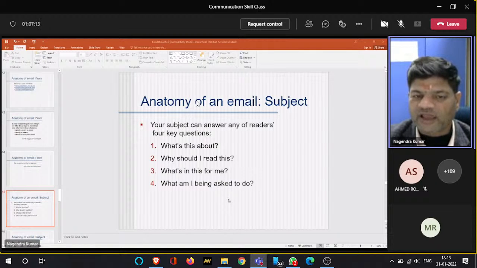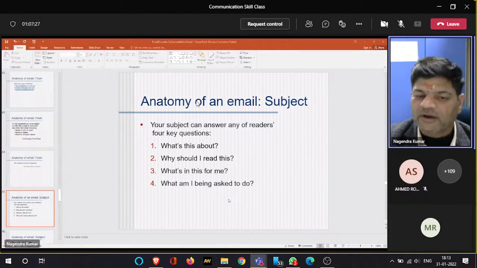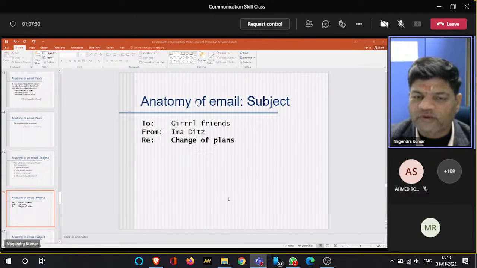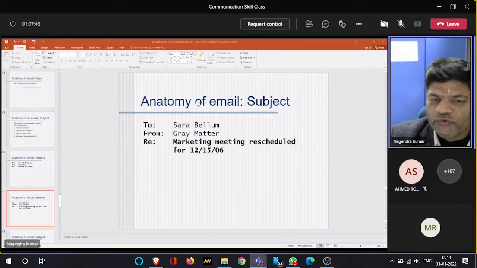So your subject line should answer this question: what your email is all about, why somebody should read it, what is in it for him, or what am I being asked to do. So that's why you can look at it. The subject line says change of plans. Now change of plans immediately tells us about some plan that we made. Marketing meeting rescheduled. So immediately by looking at your subject line, people will get it.